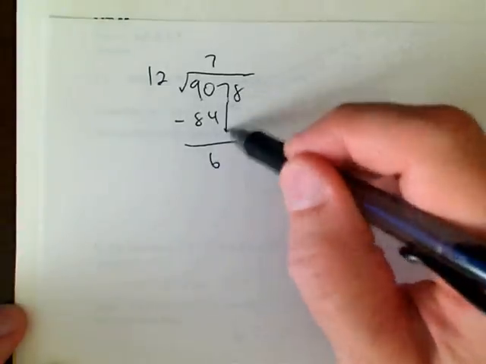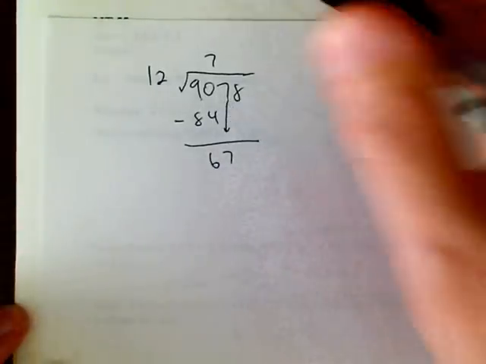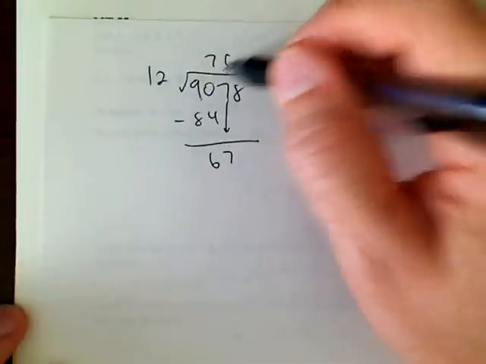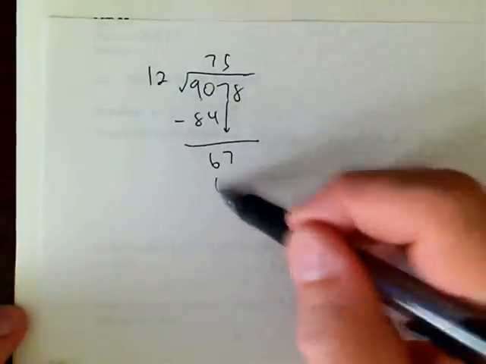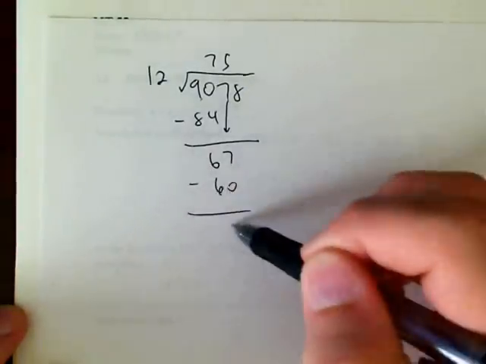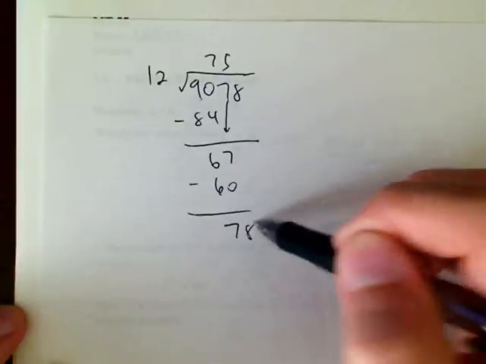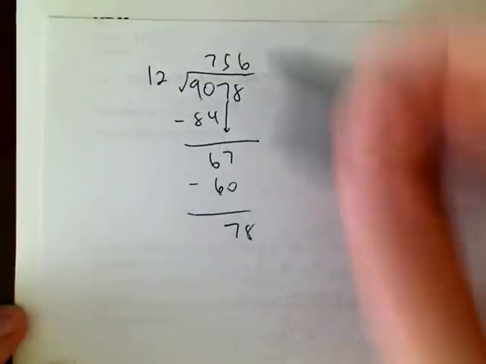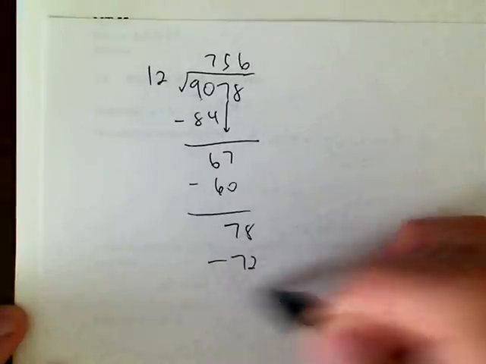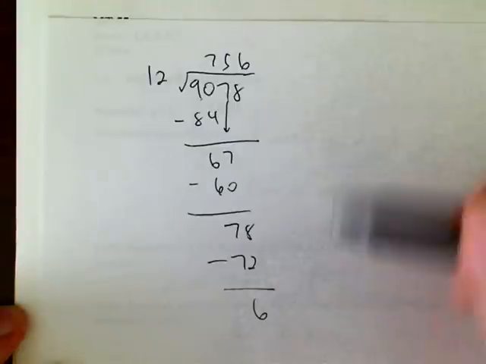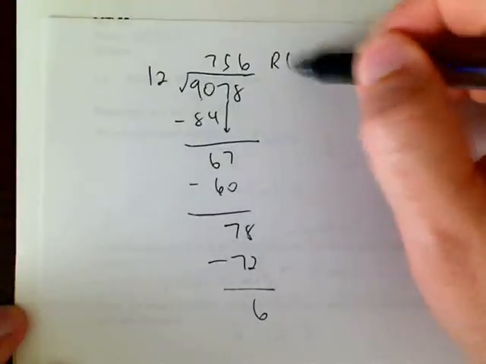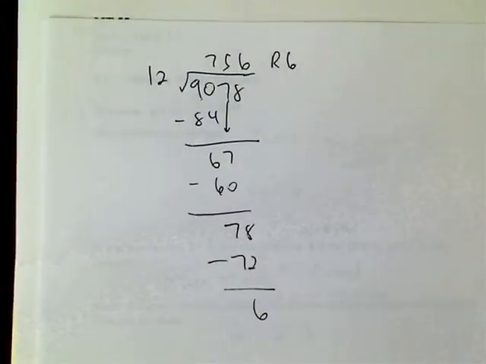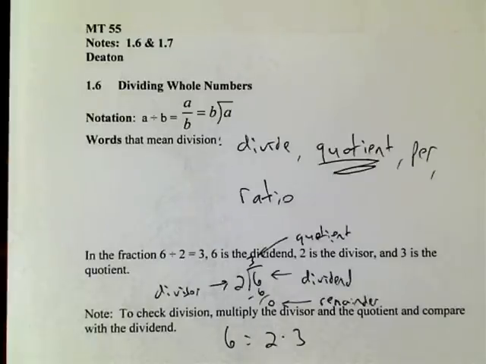We're going to bring down the 7. 12 goes into 67 5 times. 5 times 12 is 60. Subtract 7. Let's bring down the 8. 12 goes into 78 6 times. And 6 times 12 is 72. Subtract, and we get 6. So for now, we're going to say that the remainder is 6. That's how you divide by hand. We may do a couple more before we get done with these notes.